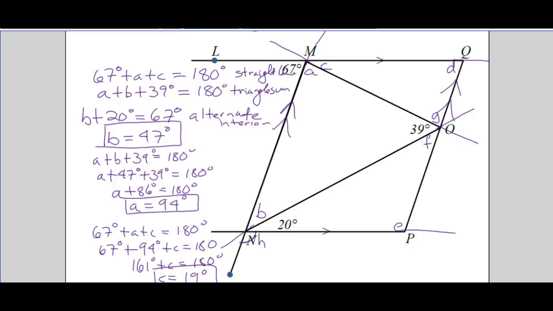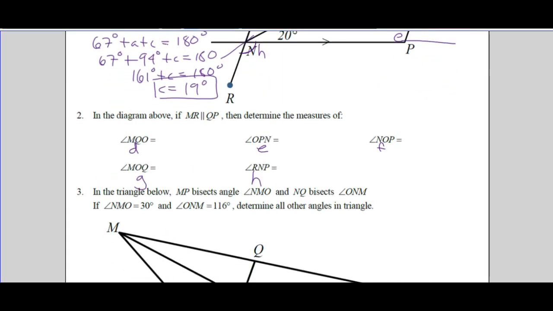Can we do G instead? Sure. What's G? G is equal to A. Why? Alternate interior. Okay, everybody agree? I've got parallel lines, I've got a transversal. This is inside, this is here, so A is equal to G. So what was A? 94. So what's G? 94.